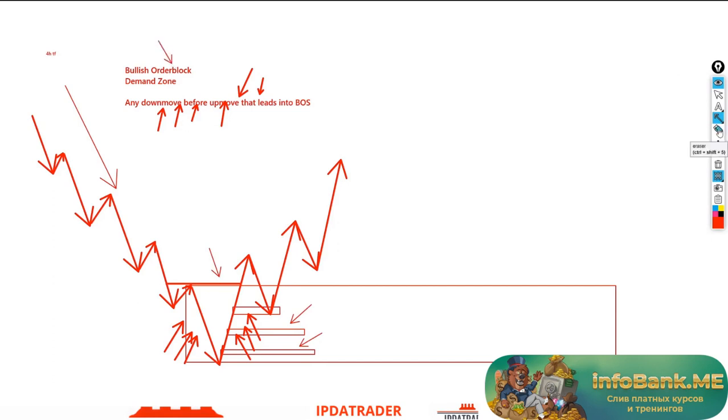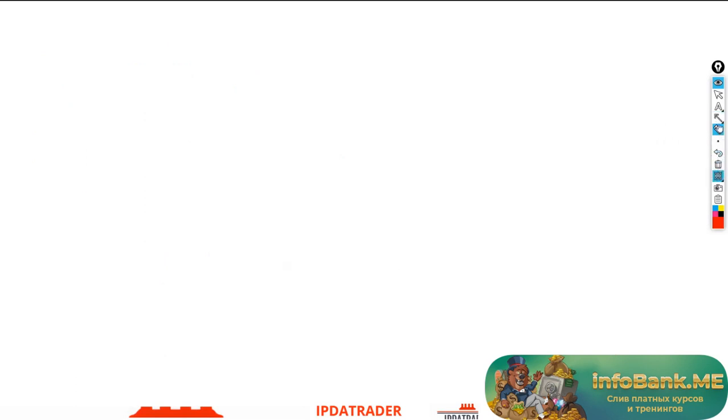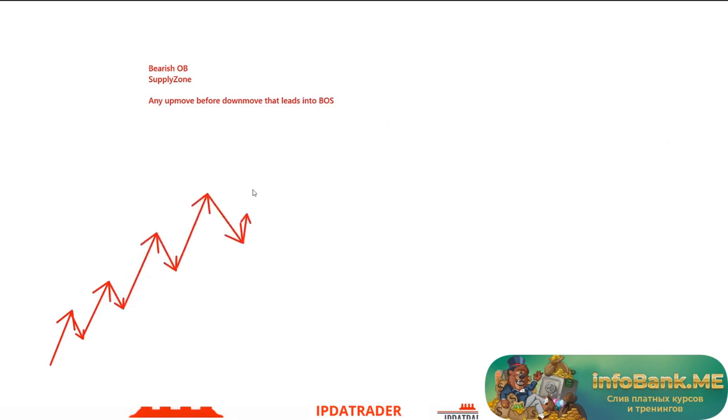And we're going to do the same thing for the bearish order block, which is essentially the same thing, just flipped the other way around, right? So bearish OB, or as some people call it as well, supply zone, is any up move or down move that leads into BOS. It's essentially the same thing, just flipped upside down. So let's imagine you have price pushing up, and all of a sudden you get a reversal and price starts to push lower.